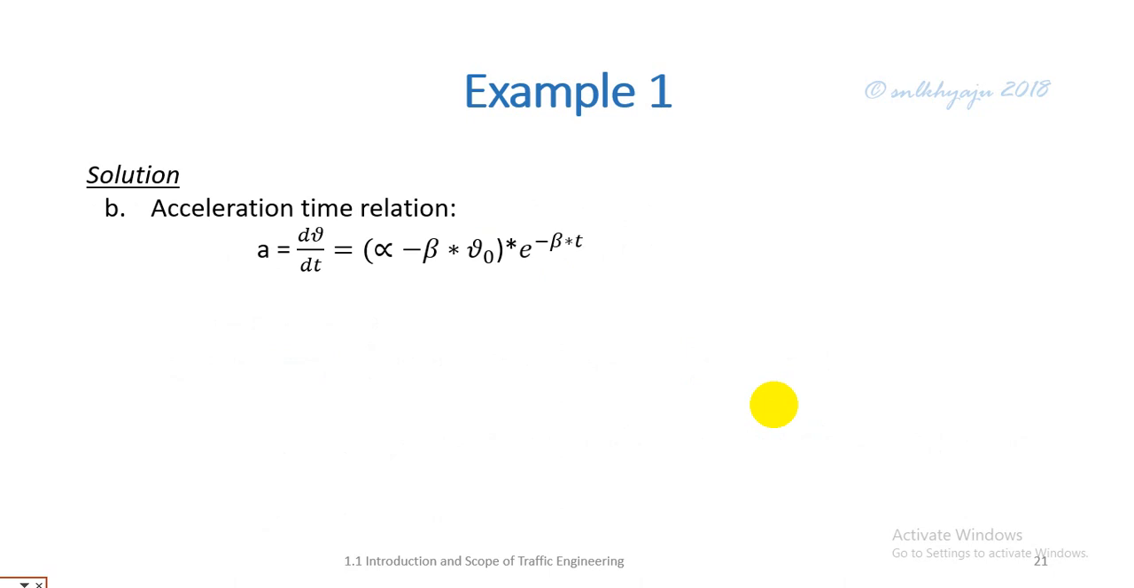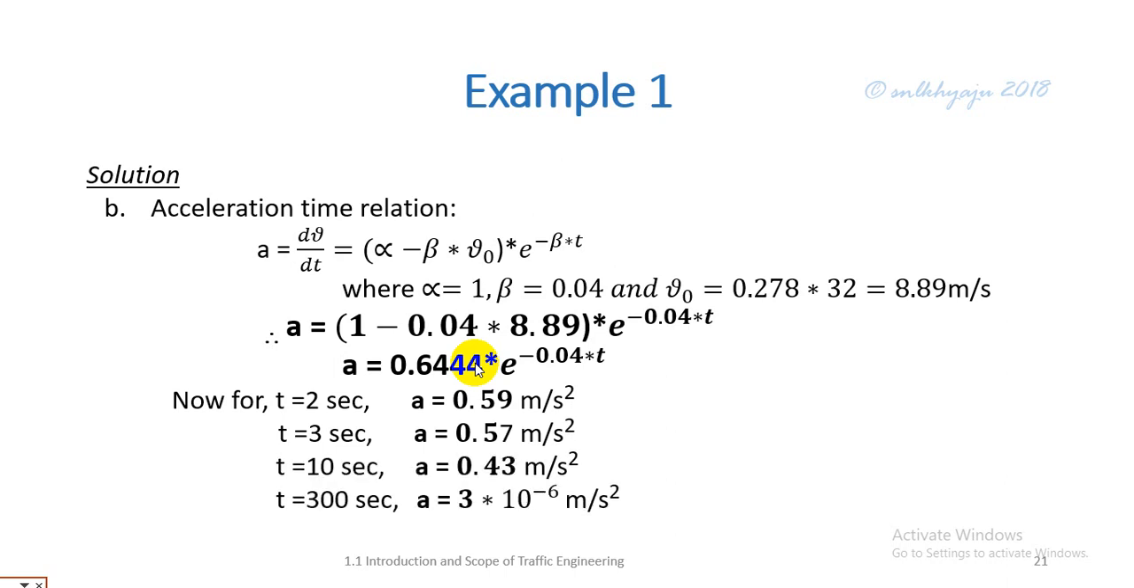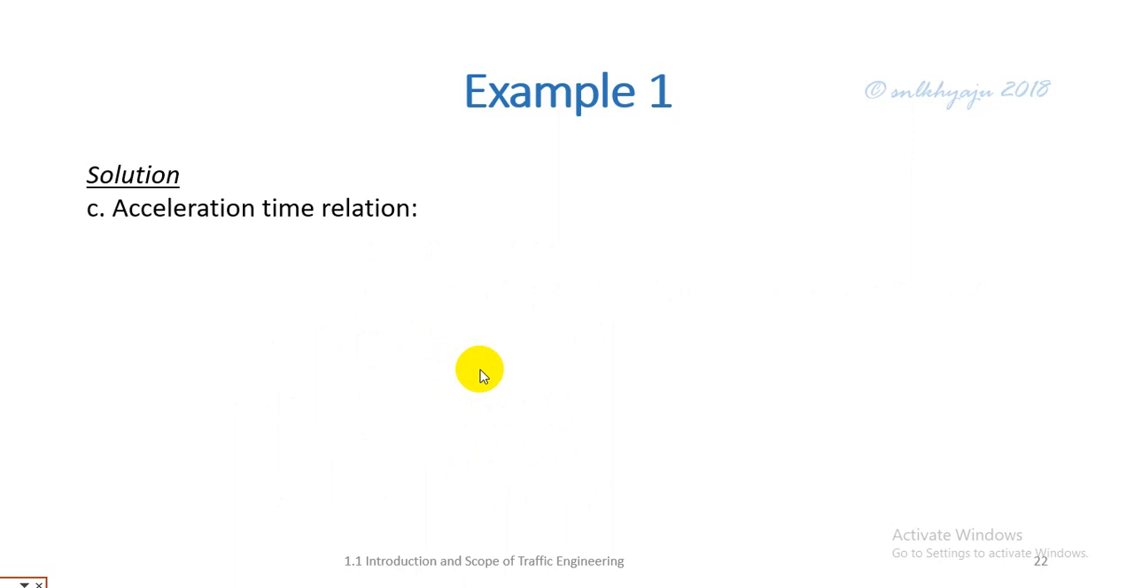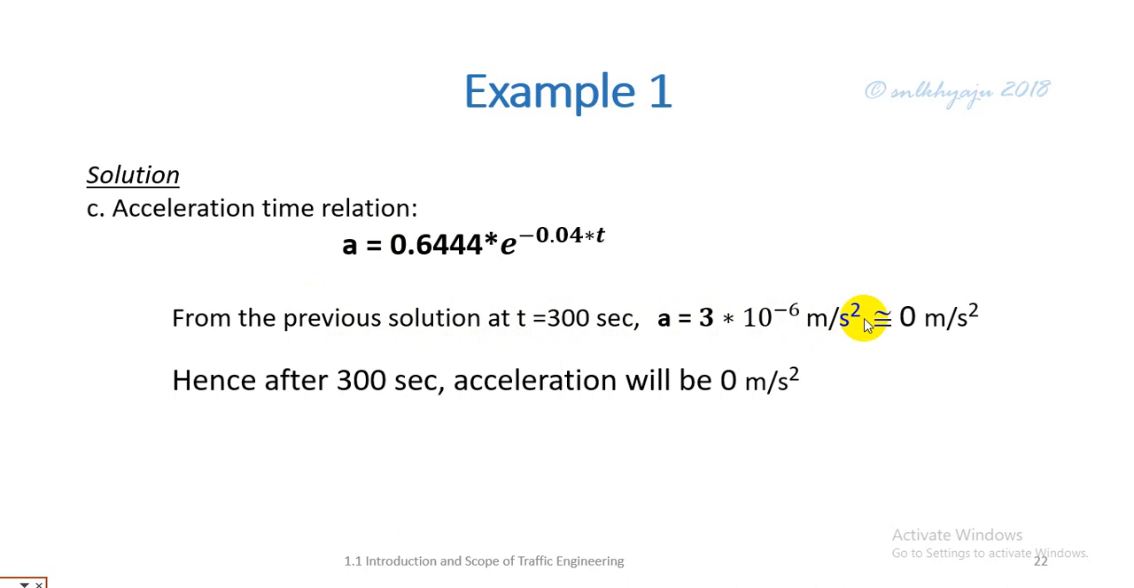Acceleration-time relationship. The relation between acceleration and time can be simplified as shown in the slide. For the different time periods, that is 2, 10, 20 and 200 seconds, the accelerations can be calculated from the simplified equation. And from the previous solution, at time t equals 200 seconds, A tends to 0 meter per square second. That's why we can conclude that after 300 seconds the acceleration will be 0. Or by putting the value of A equals 0 in this equation, we can determine the time when the acceleration equals 0.